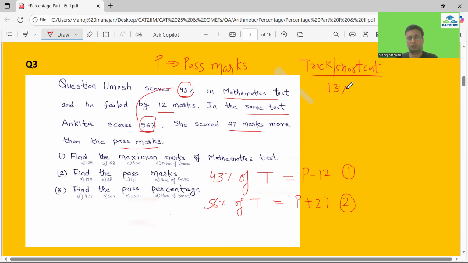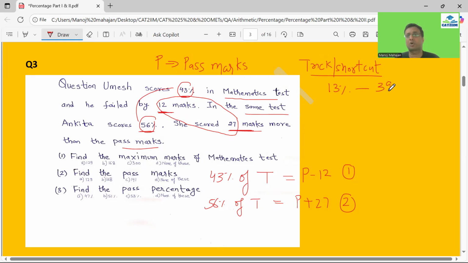13%, because the base is same. So we are simply subtracting these two. And on doing the subtraction, what I can understand is this 13%, if I look over here, this is 12 marks below the pass marks. He failed. And this 27 marks more than the pass marks. So the subtraction of these two would give me the value of 13%, which would be nothing but 27 plus 12, that is 39.